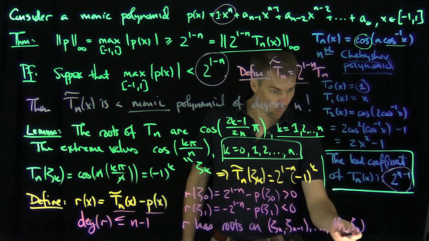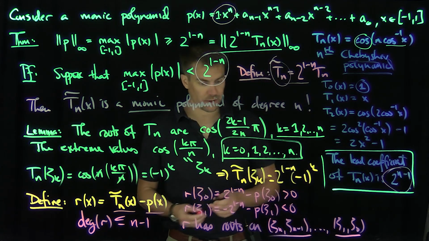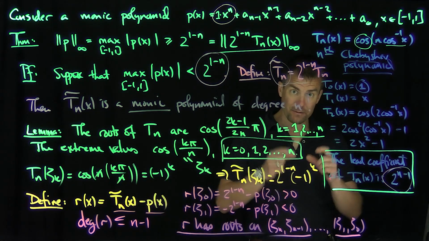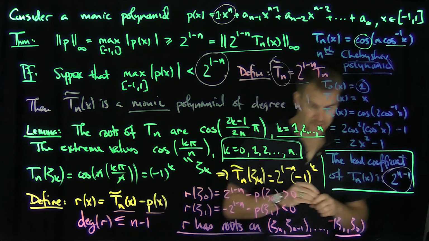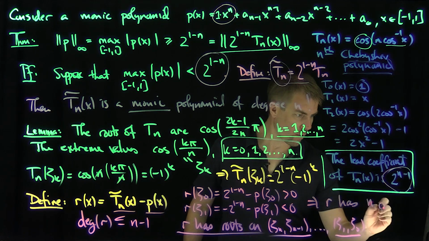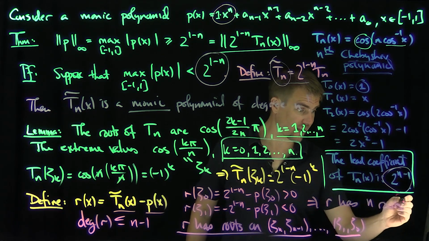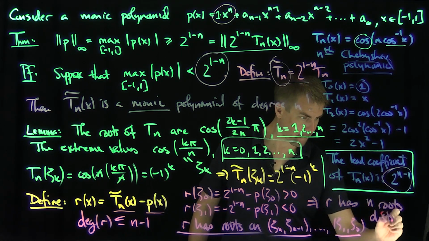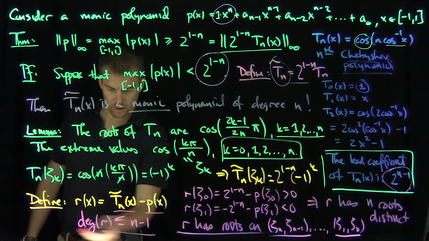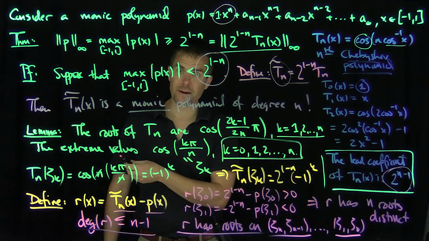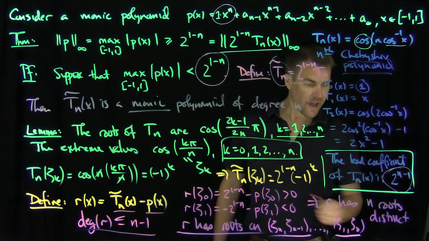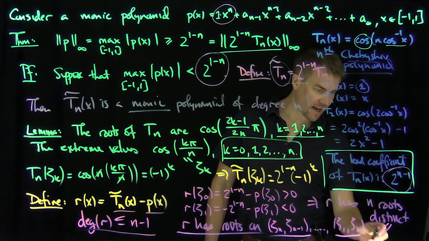And now let's count over there. I have one interval over here down to n intervals over here. So this function r has roots on n intervals between -1 and 1, right? So in other words, r has n distinct roots. Okay? But r is a polynomial of degree at most n minus 1, so we can have at most n minus 1 roots. And I just proved that r has n distinct roots, and that's a contradiction.